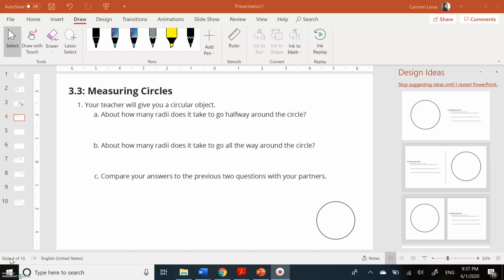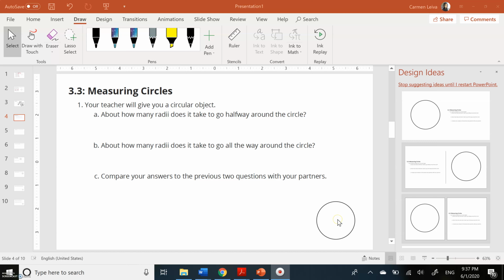For problem 3.3, measuring circles, I encourage you to take any circular object you have close to you, or you can just look at this circle right here. What we're going to do is take a guess, or just look at it. Let's say this is the center of the circle, and then you go here, that will be a radius.